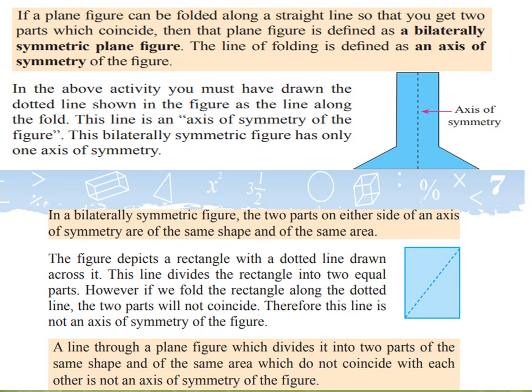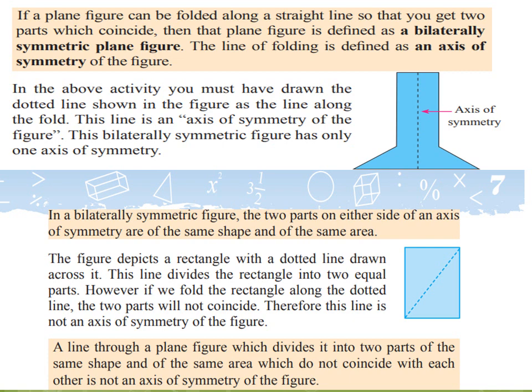I think you learned something over here. In this figure you can see a dotted line going across, and if you take a piece of paper and cut it to a rectangle and check whether the parts coincide, you will find that this is not a bilateral symmetric plane figure because the two parts will not coincide. Therefore, this line is not the axis of symmetry of the figure.